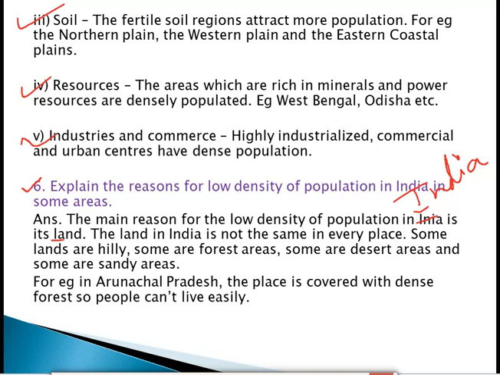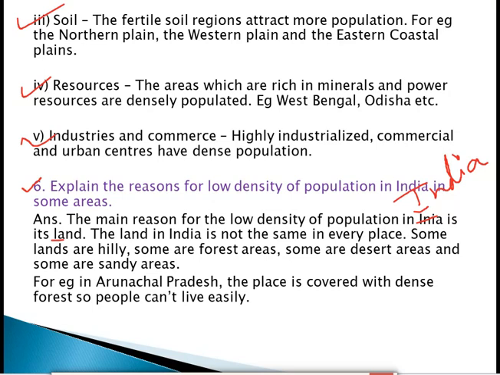The land in India is not the same in every place, right? In the north it's different, in the east it's different, in the west it's different, in the south it's different. The different areas have different types of lands. Some lands are hilly, some have forest areas, some are desert, and some are sandy also. In the north part of India, you'll see that the lands are hilly. If you move to the west side, like Rajasthan and Gujarat, the land over there is desert. So that factor also impacts the population density.